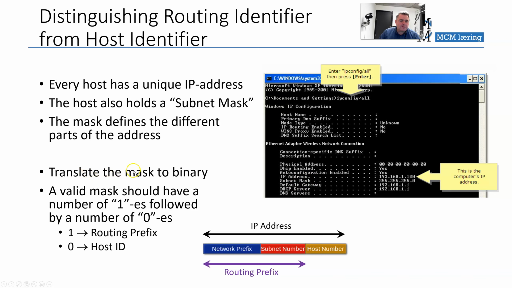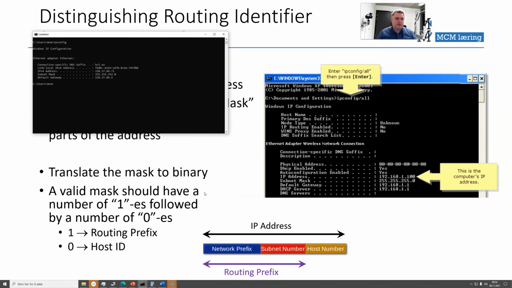The subnet mask, if we translate that into binary, shows the boundary between the routing prefix and the host number, or host ID. So if we take a look at this particular PC, let's see what we have here. I have typed the command ipconfig, and this is what showed up. I have an IP version 4 address, and a subnet mask 255.255.252.0, and then the default gateway.